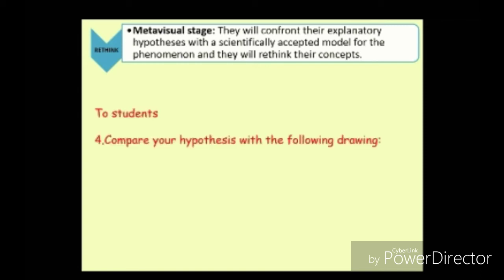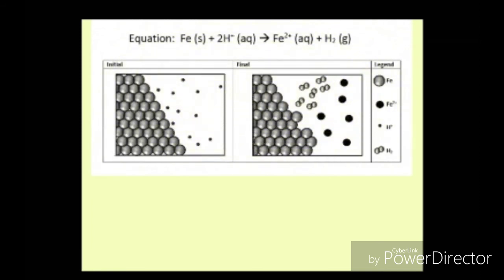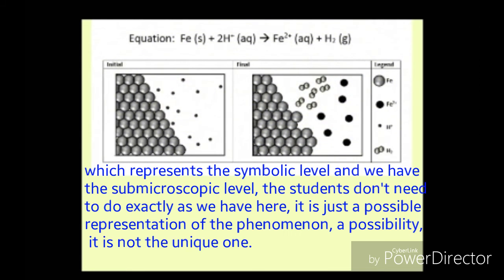You can say to students, compare your hypothesis with the following drawing. Here we go, the equation, which represents the symbolic level, and we have the submicro level. The students don't need to do exactly as we have here. It's just a representation of the phenomenon, a possibility. It's not the only one.